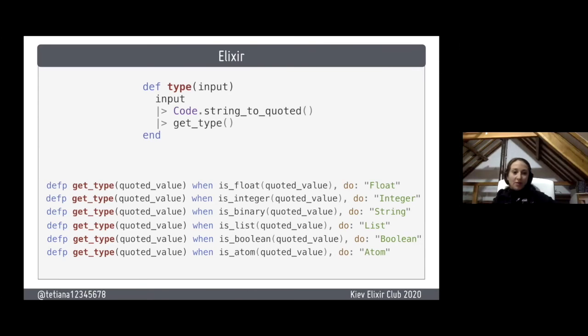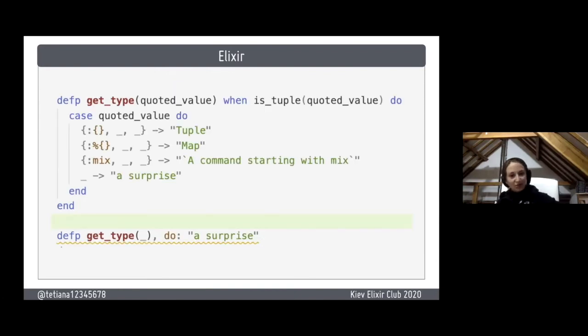And how about a tuple or a map or mixed command? That's also doable with a bit of pattern matching. And what if the input in AST is an unknown type, which we didn't cover in our case clauses? Then we add the catch-all cases to say it's a surprise.